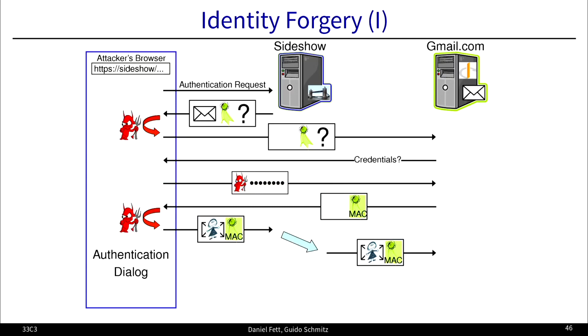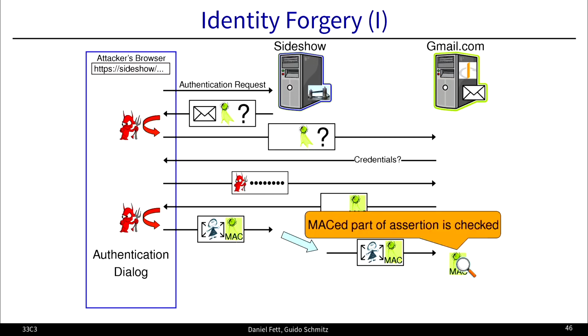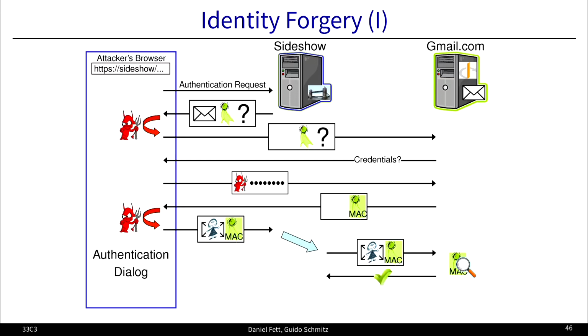Gmail now analyzes this document and sees, well, there's a signed part in this document. So I check this signed part. This signed part doesn't contain anything useful, but it is correct. It's not the wrong signature. So it checks out. And it sends back to Sideshow, yeah, I checked this document, looks fine to me. Now Sideshow looks at the document, sees that there's an email attribute, uses this email attribute, and the attacker is signed into any Gmail account that he likes, with a browser that is used with BrowserID.